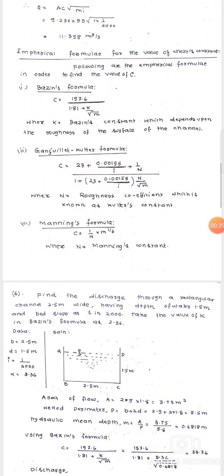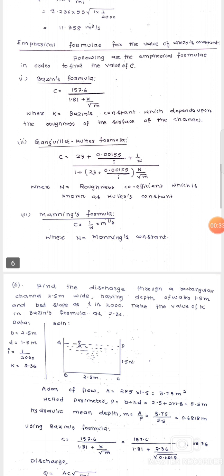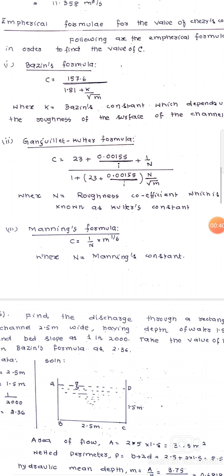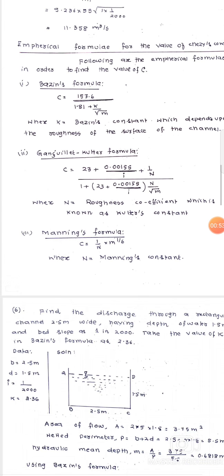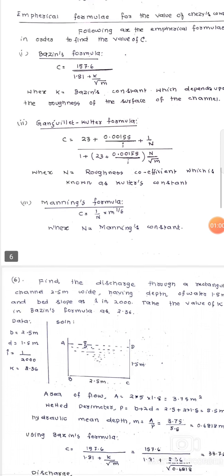What we discussed in the theoretical session is the same. Three different empirical equations should be remembered, that will help you find the Chezy's constant. The first one is Bazin's formula. C is equal to 157.6 by 1.81 plus k by square root of m. So C is Chezy's constant, k is Bazin's constant, and m is hydraulic mean depth. Bazin's constant will be given, hydraulic mean depth will be calculated, and that will help you find the Chezy's constant.